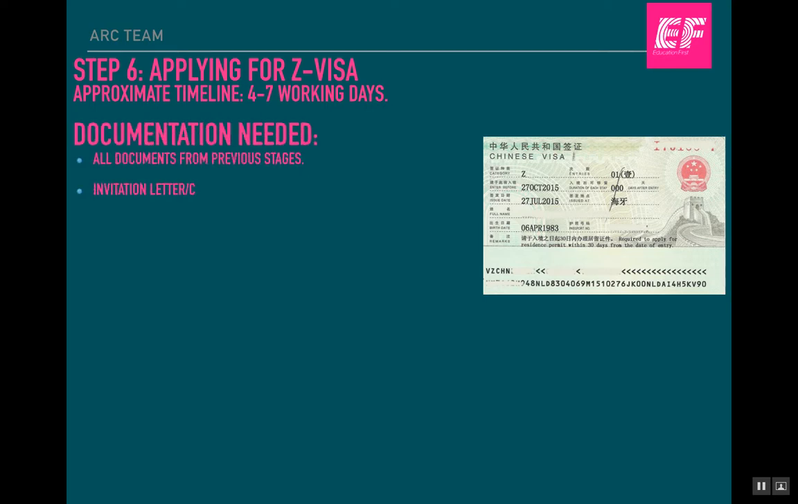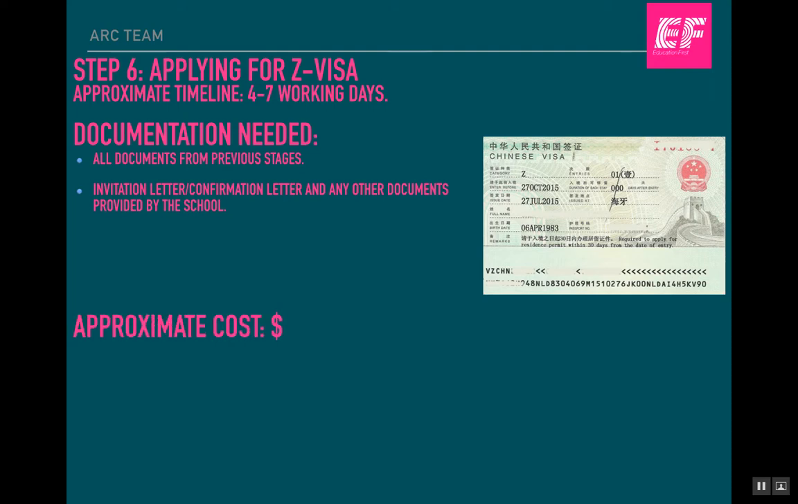This is what the Z visa looks like. So once you get your passport back, this will be stuck inside it somewhere. The documentation that you need for this part, basically all your documents from the previous stage. So you need your authenticated, notarized degree, criminal background record check, TEFL certificate if it needs to be authenticated. You need your passport. You need the documents that the school sends over to you from the previous step. And all the other things, your CV, your reference letter, all that stuff needs to be provided. The approximate cost of this is $140 plus an agency fee.